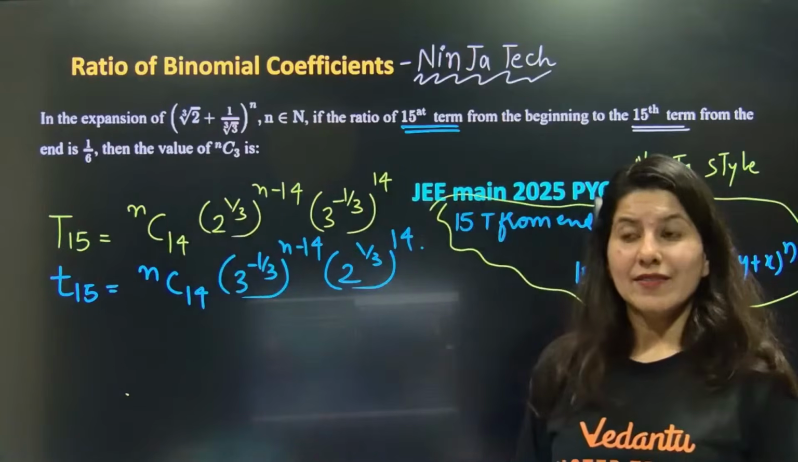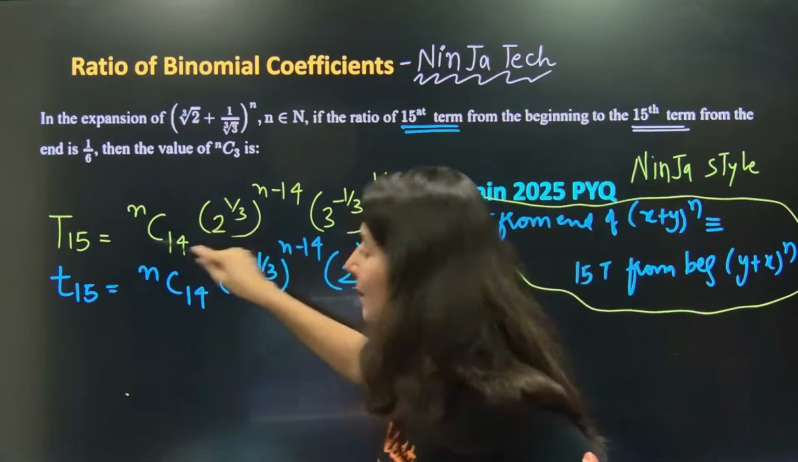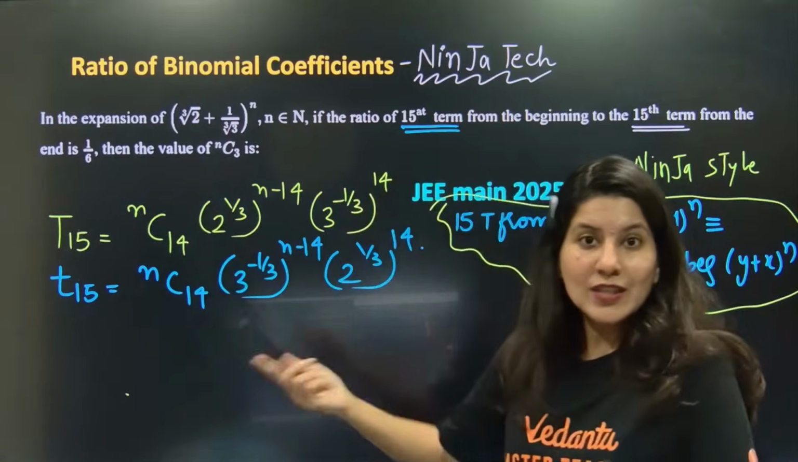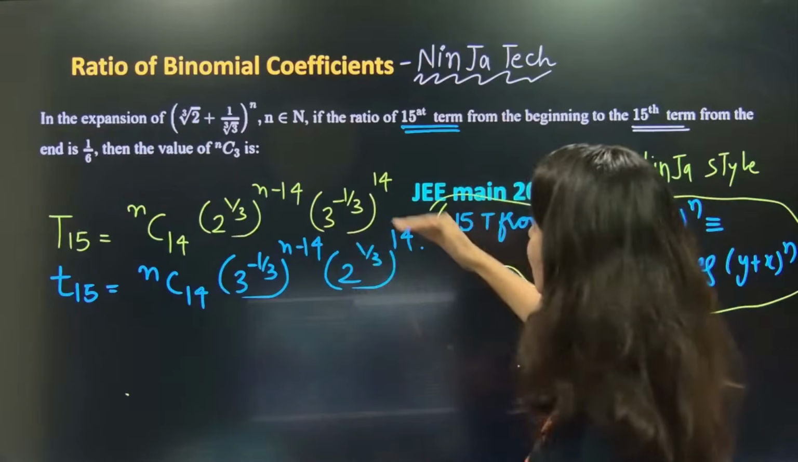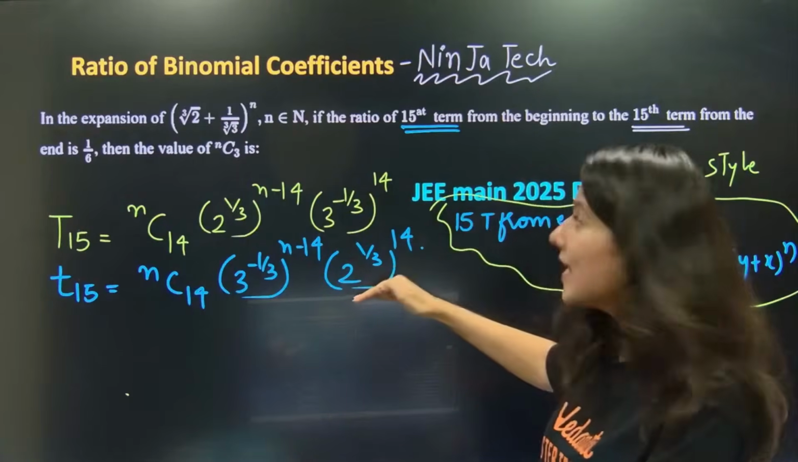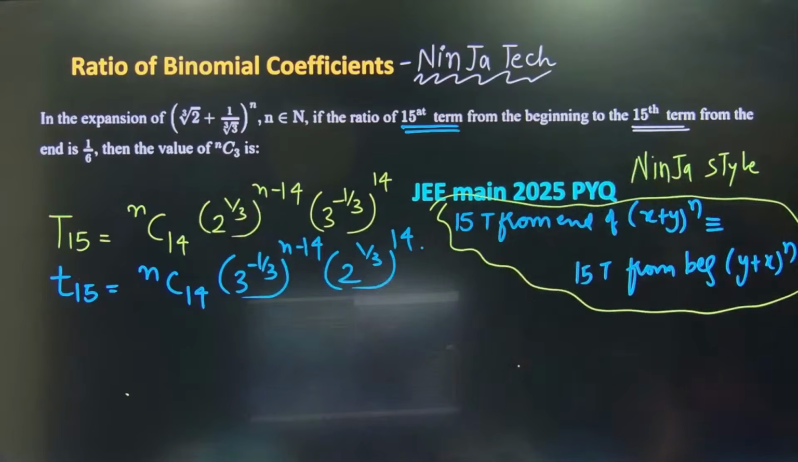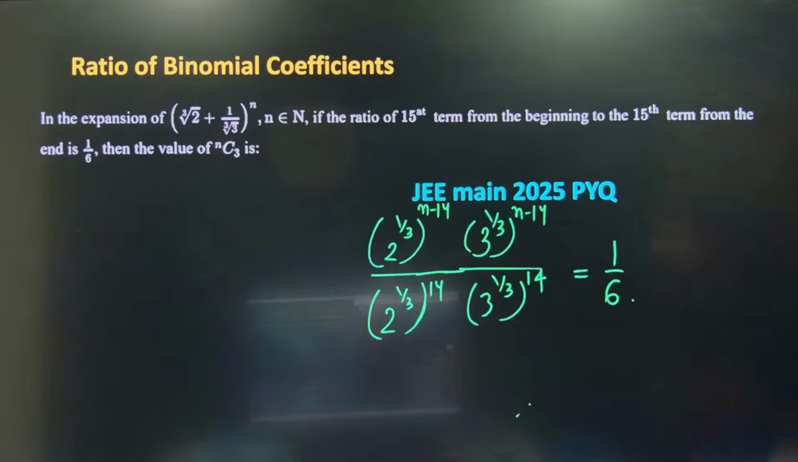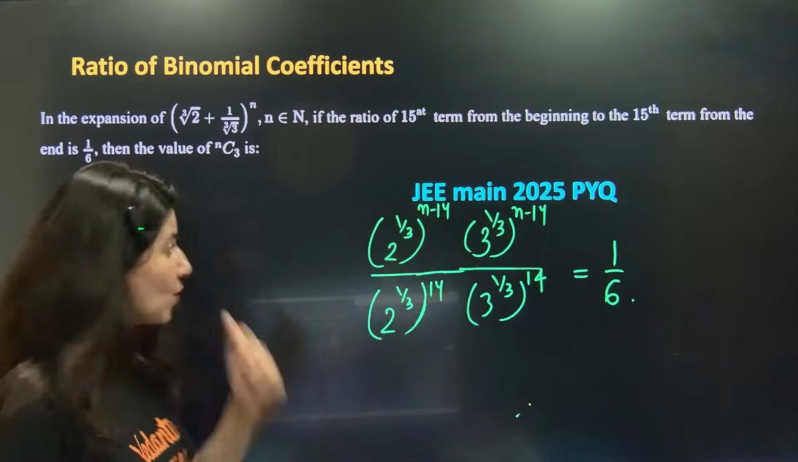You know what? When you do it, you will realize that the coefficient will be the same. No need to write the coefficient. So this is the ninja tip. All you have to do is divide these two things, and the ratio is 1 by 6. If you divide the first and second equation, NC14 will get cancelled out and this will be equal to 1 by 6. Now you just have to solve it.